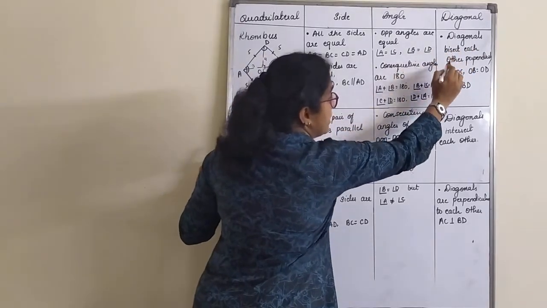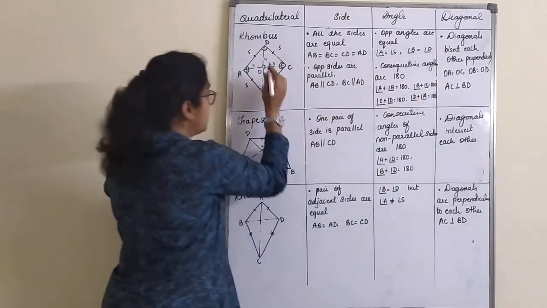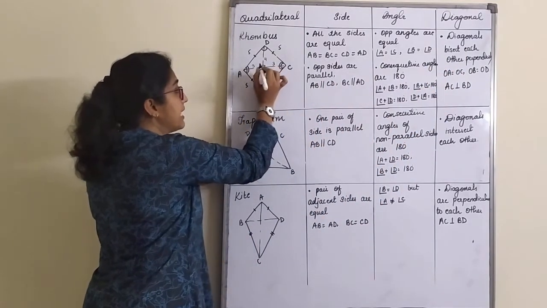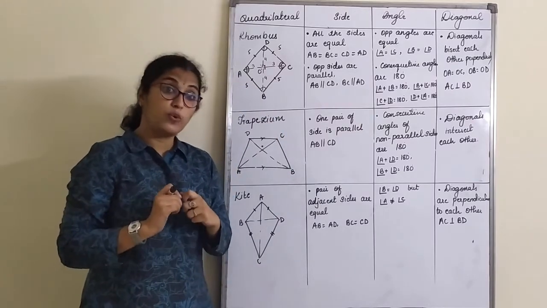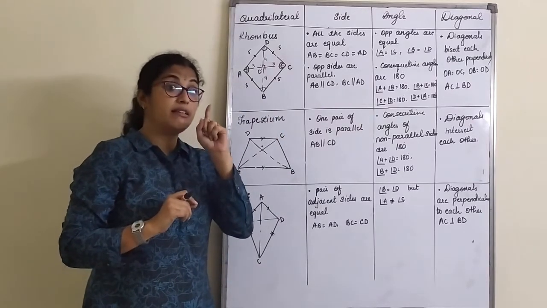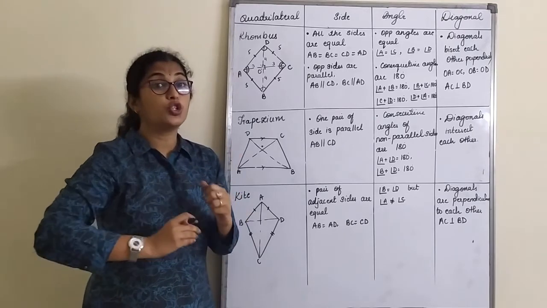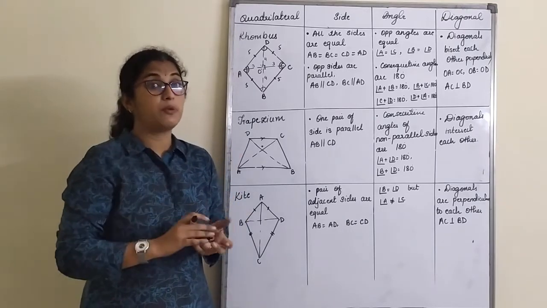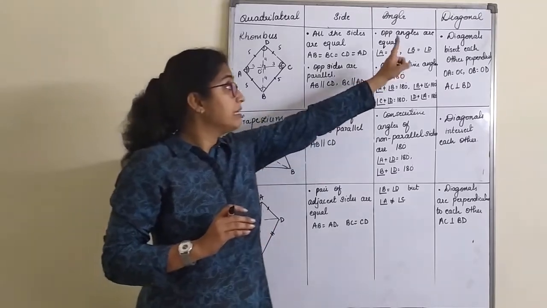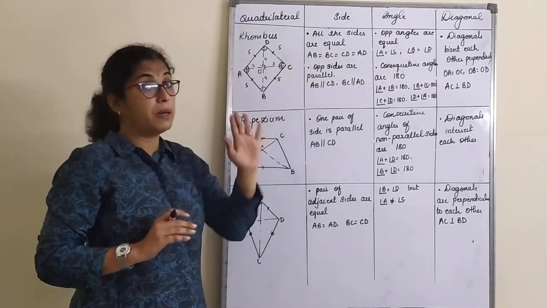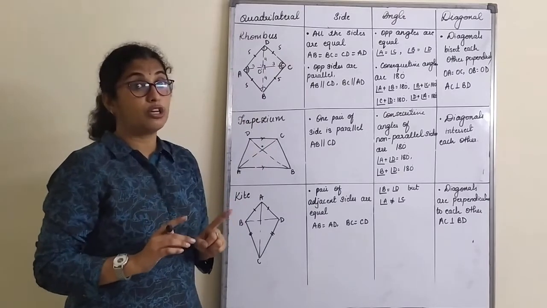Diagonals bisect each other perpendicularly. The angle between the diagonals is 90. Try to recall in a square. Square also we had, but the diagonals were equal there, right? So you should know to compare the diagonal property of all the quadrilaterals. That's very important, children. Diagonals bisect each other perpendicularly, but they are not equal.